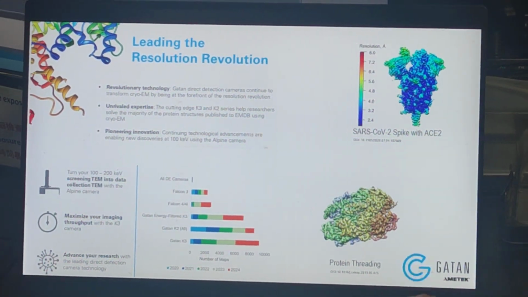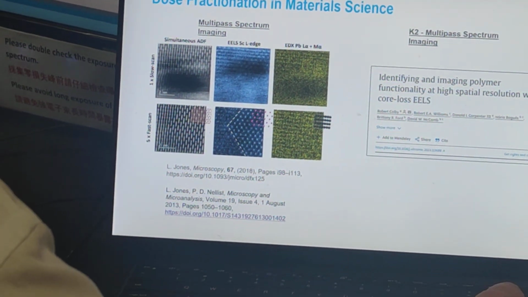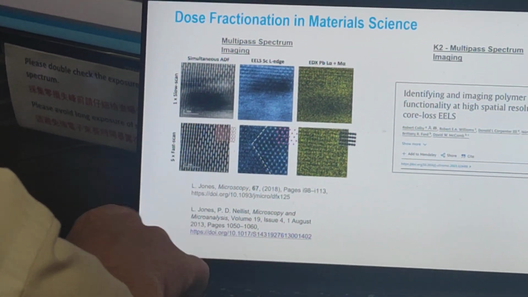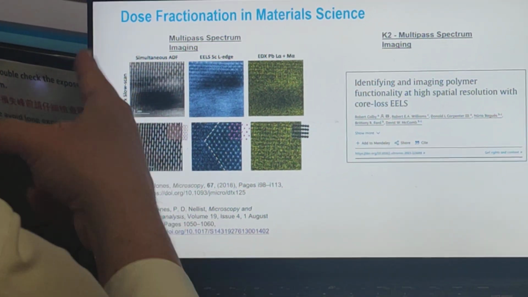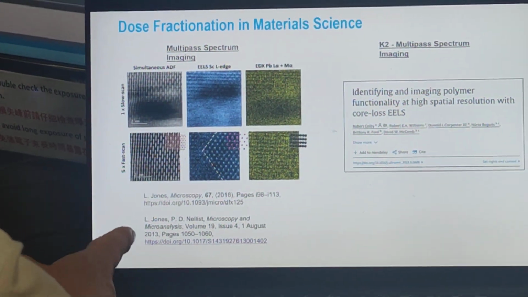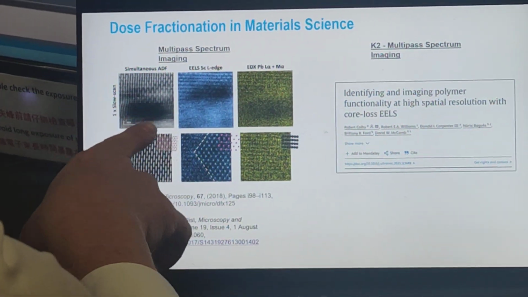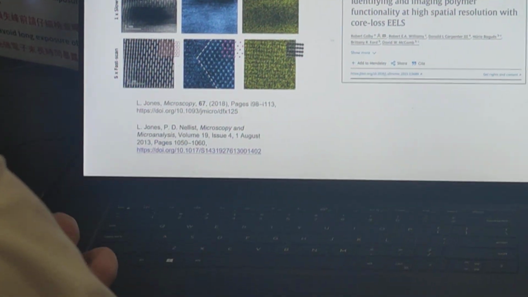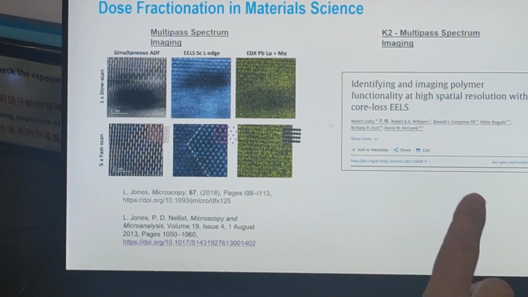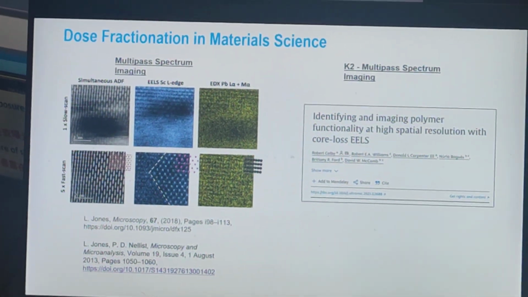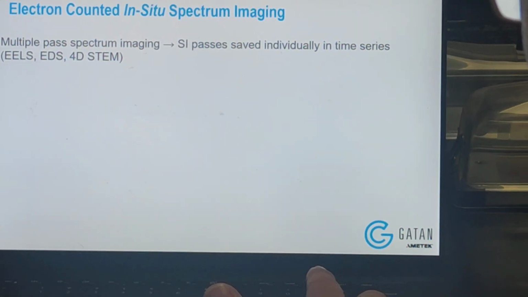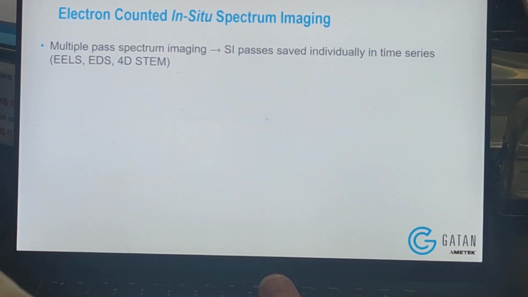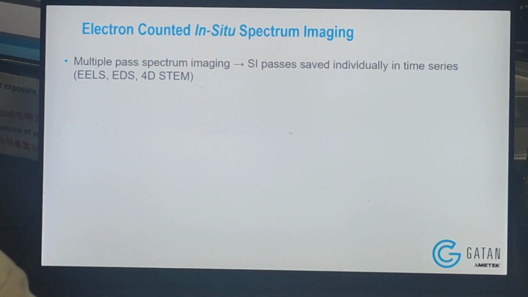But I'm interested in taking this approach from materials science. This was the work that Lewis Jones did a while ago, I think when he was at Oxford. The idea is that you scan fast, multi-pass instead of slow, and you avoid damage. You also have less drift, and it works really, really well. Essentially, you can do this with the Digiscan 2, but with some caveats.